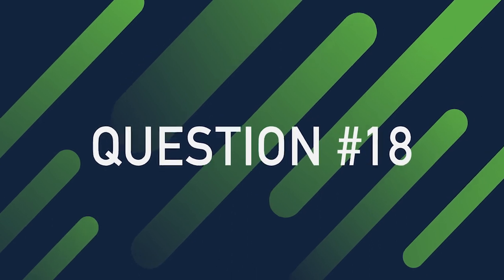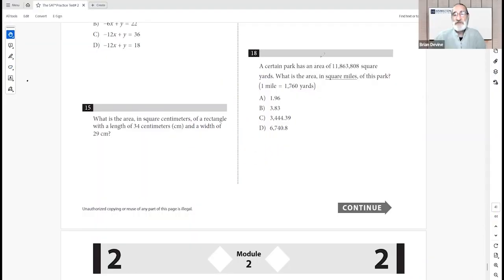Question 18. A certain park, which is better than an uncertain park, I never go to those, they can't make up their mind. But a certain park has an area of 11,863,808 square yards. What is the area in square miles of this park?